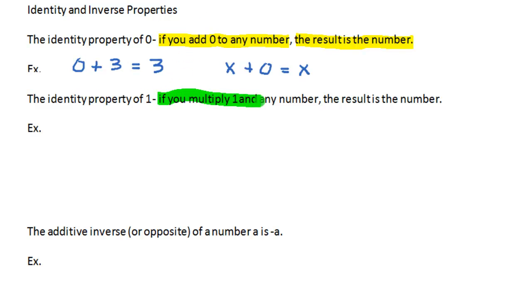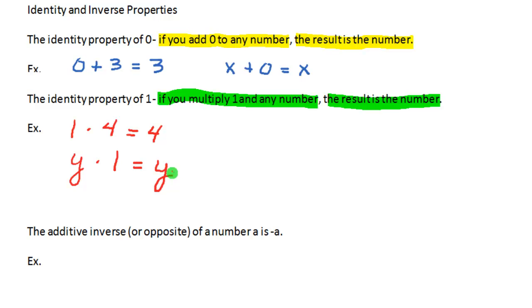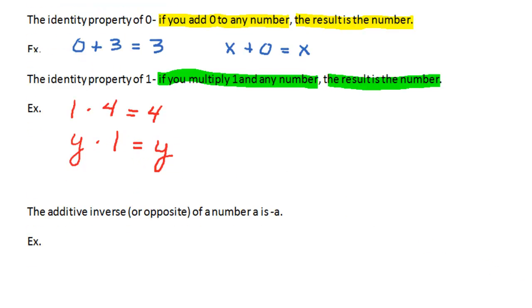1 works the same way but with multiplication. When you multiply 1 by any number, you keep your number. So an example would be 1 times 4, which we know is 4. And with variables, if I switch the order, it doesn't matter because y times 1 is still going to be y. So that's the identity property of 1.